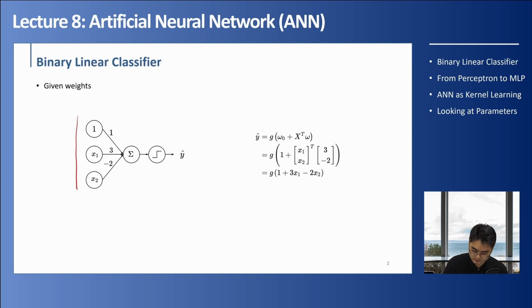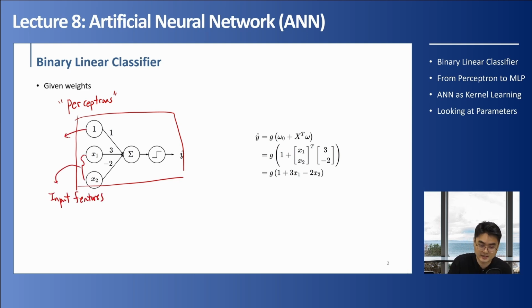So here, this is one representative example of a perceptron model. A perceptron model is composed of input features and bias, and also weights here. This 1, 3, minus 2, these are all weights. And we're going to do some summation here. And this is a step function, which can produce a result for classification.